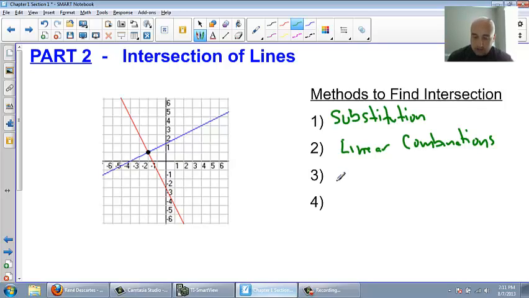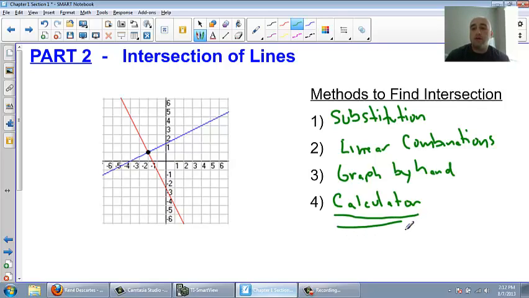What else could we use to find intersection points? You could graph by hand, and lastly, you could use your calculator. For our purposes in pre-calc, we are always going to use our calculator, because it's the quickest method. It's the method that will lead to the fewest mistakes, and you can use your calculator on the ACT test and the MME test, so we might as well learn how to do that now.